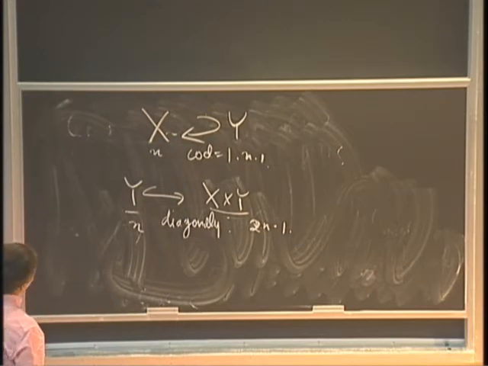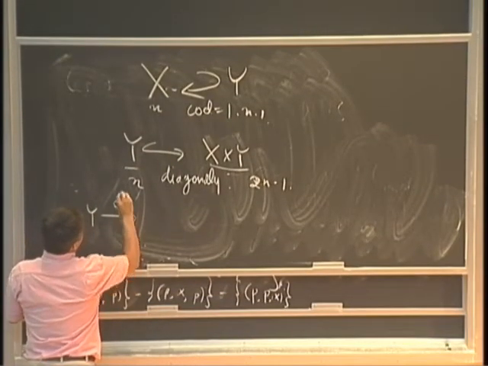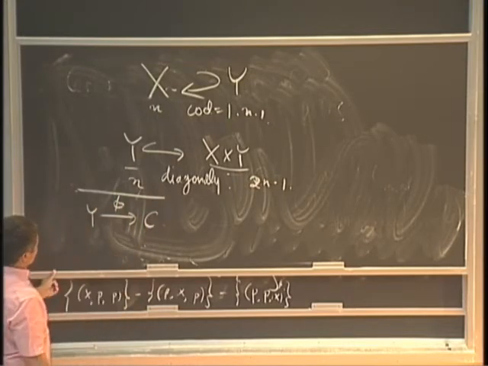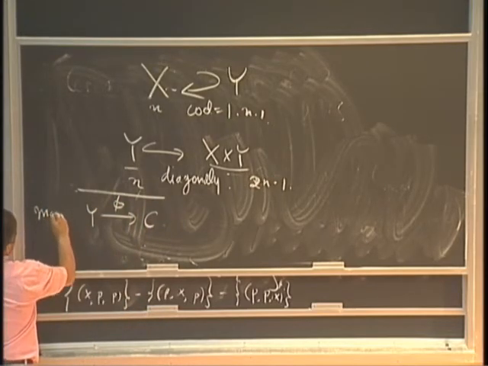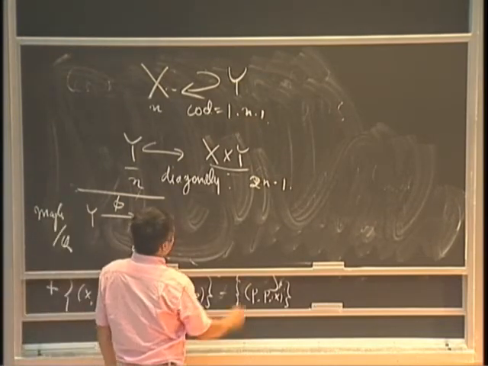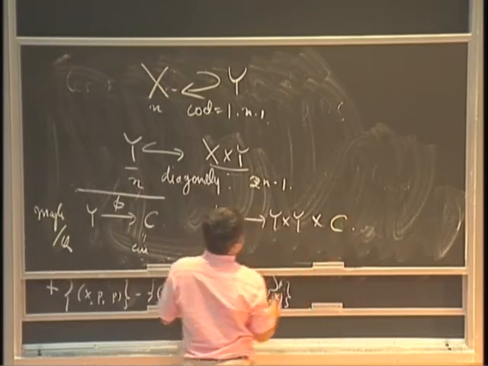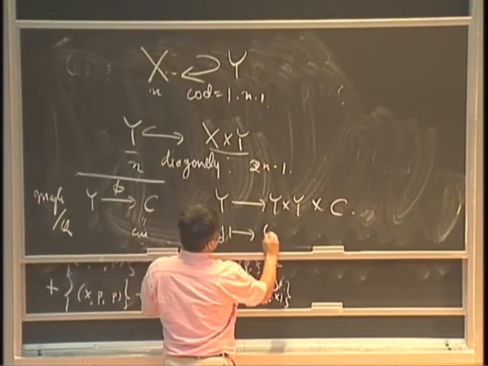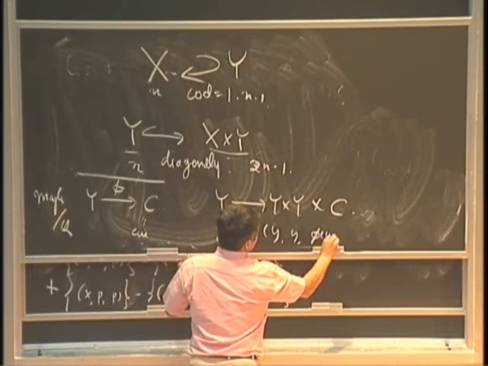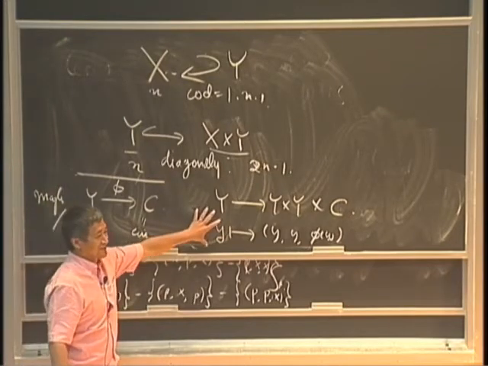When I prepared my lecture, I saw that maybe there is a different way to do that. For example, if you have a morphism phi from Y to a curve C defined over Q, then you can do a triple product: Y goes to Y cross Y cross C, taking y to (y, y, phi(y)). This looks like another triple product. But I didn't have time to calculate this. I prepared my lecture in the early morning, maybe 5 o'clock.